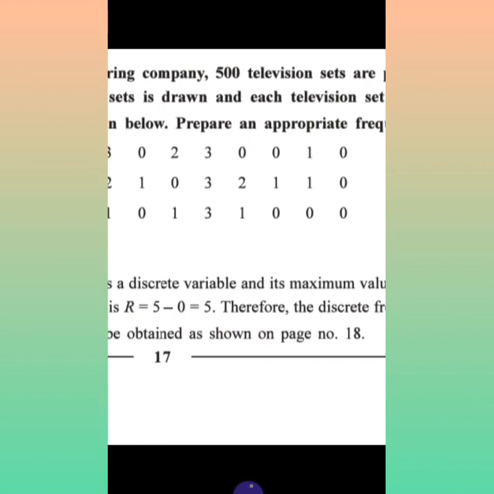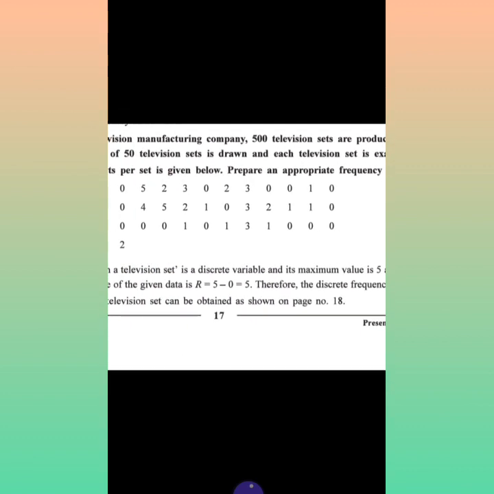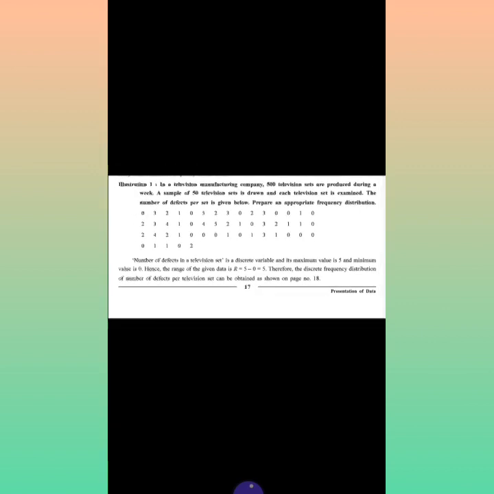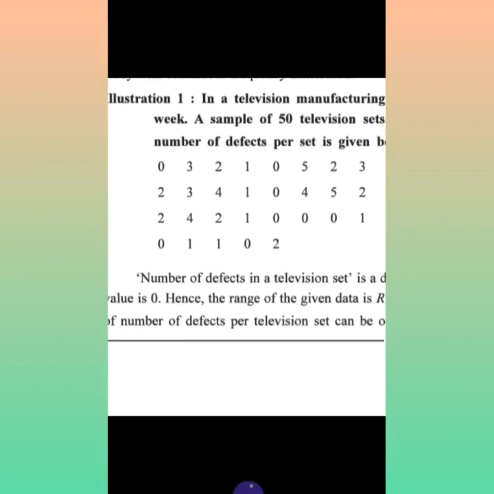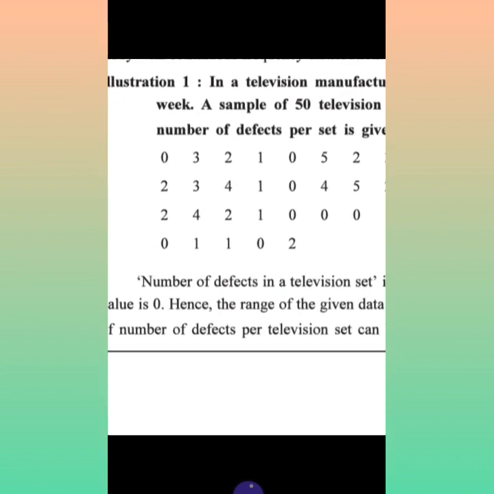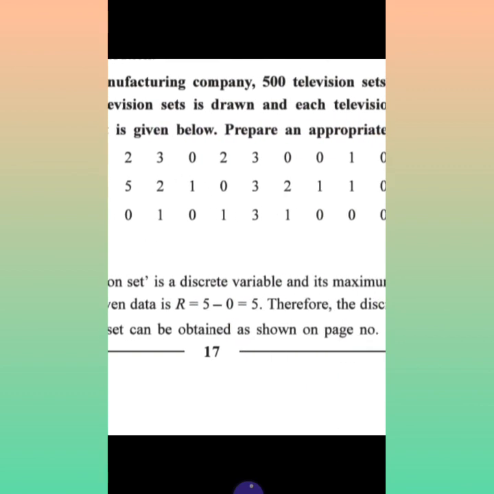Now see, children, what they have given over here. There is a sum where a television manufacturing company manufactures 500 television sets in a week and they take 50 samples out of them, just to know how many defects are there in those 50 television sets. The numbers given to us are 0, 2, 2, 0, 3, 3, 4, 1. All these numbers that you find on the screen are the defects in those 50 television sets, which are the samples.